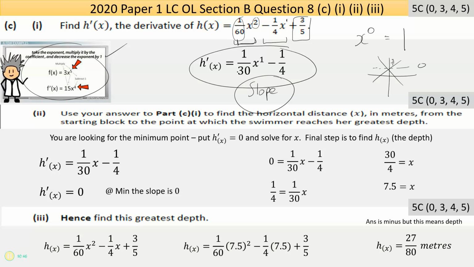Okay, again, a bit maybe above the pay grade of Leaving Cert maths, but if you go down the roots of engineering, science, really anything that studies change, slopes are really, really important. Okay, can't undersell it. Now, part 2 there says use your answer to part C1 to find the horizontal distance x in meters from the starting block at which the swimmer reaches her greatest depth.